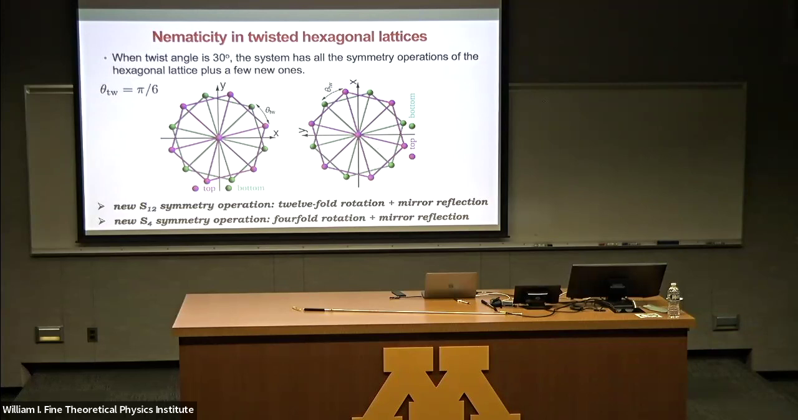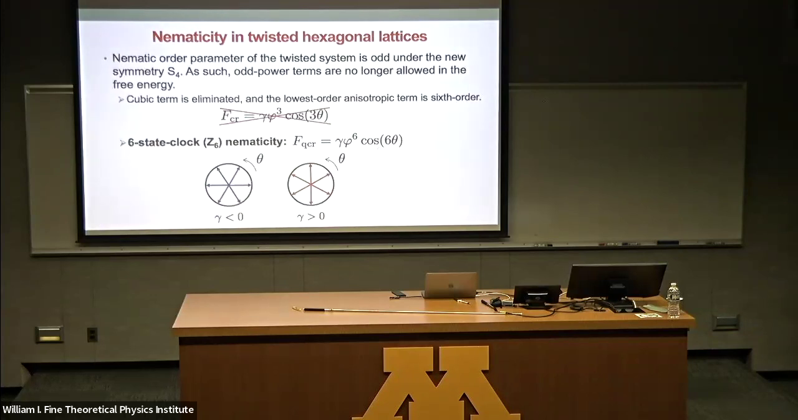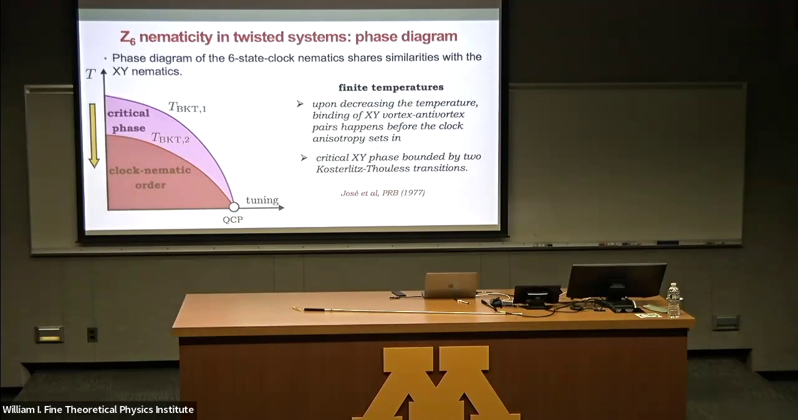Okay. And it turns out that if you go back, and I'm not going to show that to you, you can use group theory, you can do a microscopic calculation. You find out that the nematic is actually now odd under this new S4 operation, so it cannot appear in cubic orders. And then you find out that the new term, the first allowed anisotropic term, is a 6-state clock. Okay? And you may say, okay, big deal. You went from 3-state clock to 6-state clock. Good luck. But it turns out that the 6-state clock is very special, and it's fundamentally different than the 3-state.